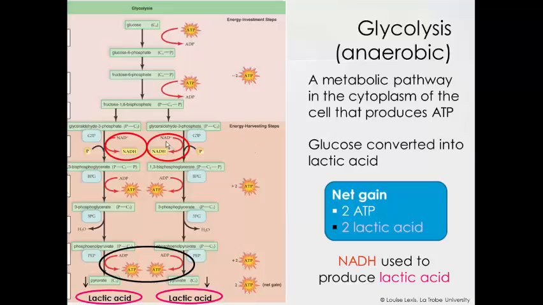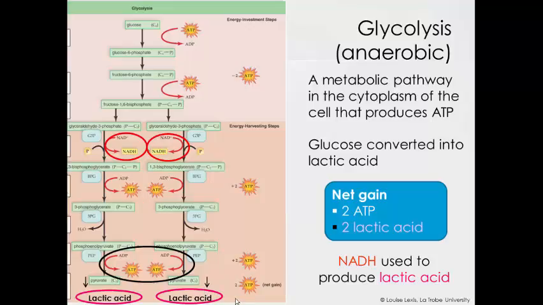In an earlier clip, we talked about NAD and mentioned that it was an important carrier molecule. What you can see here is the NAD has become reduced, so it's happening twice, and the result is NADH. There's no net gain of NADH for glycolysis because the NADH is used further down in the last step that produces lactic acid.